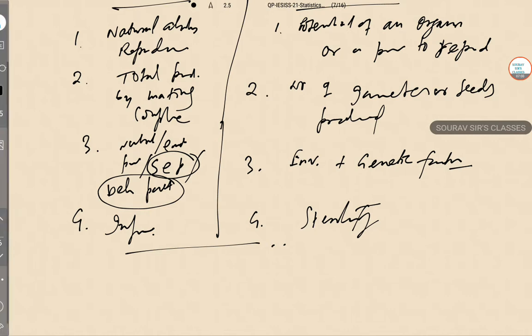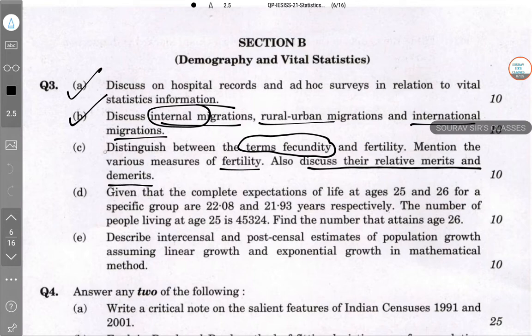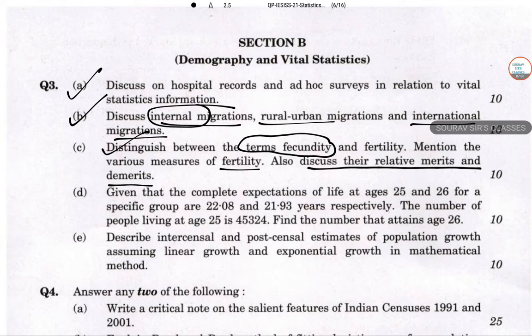Okay. Now let's get back to the old page. First part done. So mention the various measures of fertility. Yes, there are various measures which we can apply. For example, one is CBR, full form crude birth rate. Then there is GFR, which is the general fertility rate. There is TFR, total fertility rate. This you can do. So mention the various measures and also discuss the relative merits and demerits. You can go for the calculation of it as well.